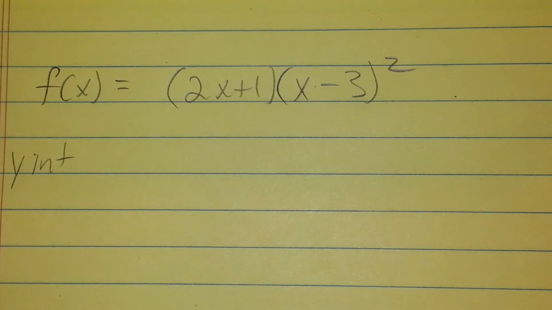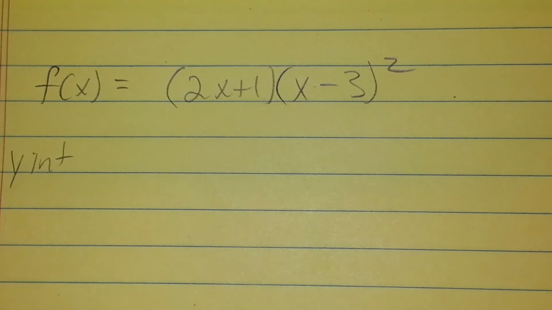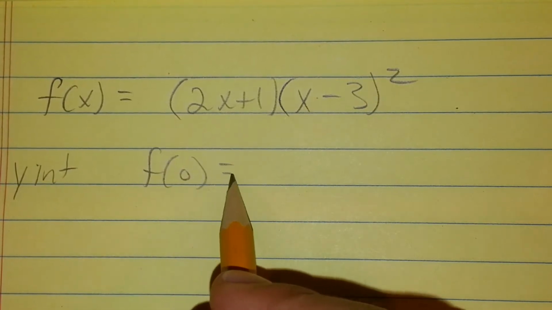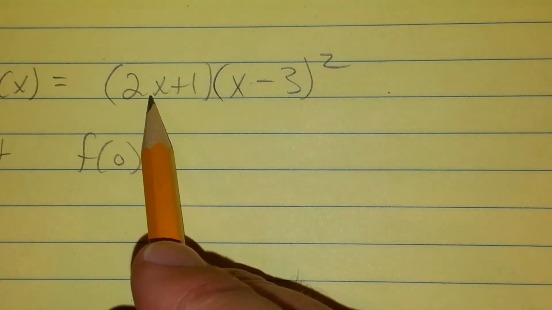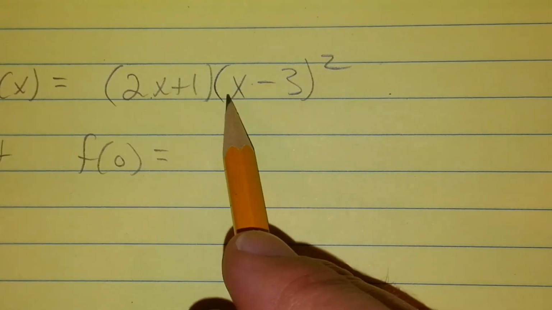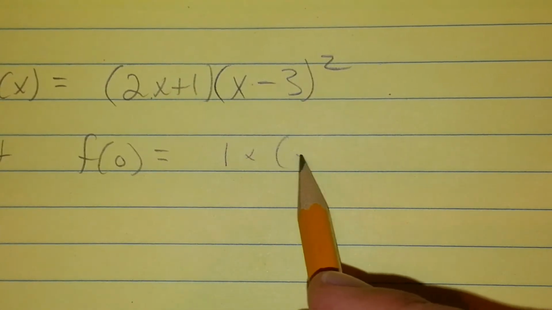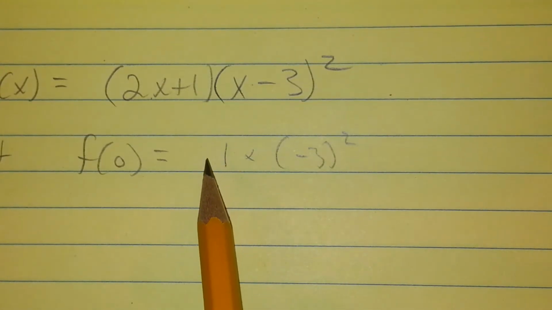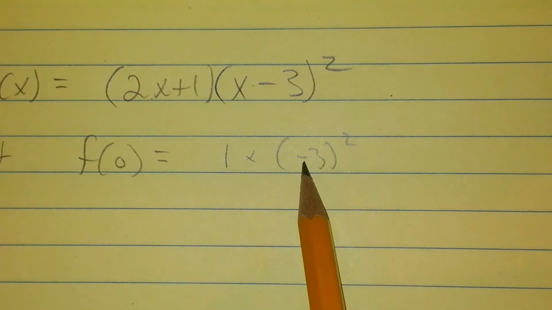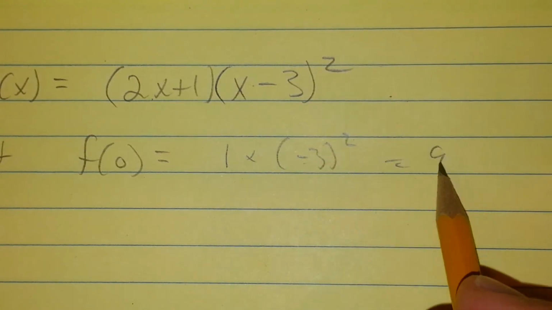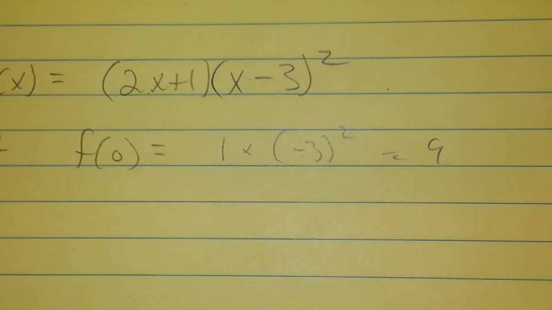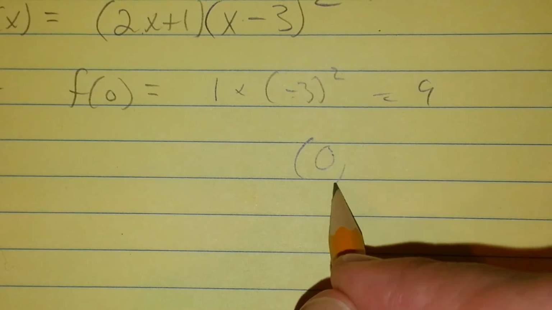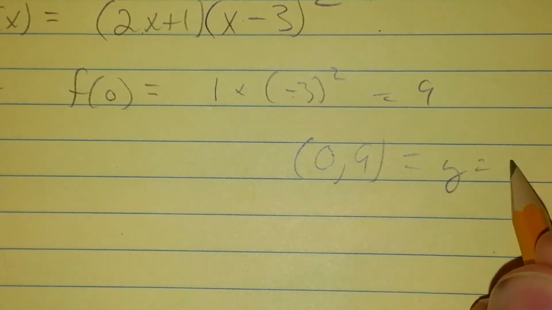First of all, let's take a look at what our y-intercept would be. If I plug in 0 for x, that'll be 1 times 0 minus 3, negative 3 squared, which is 9. 9 times 1 equals 9. There's my y-intercept, (0, 9), or y equals 9.